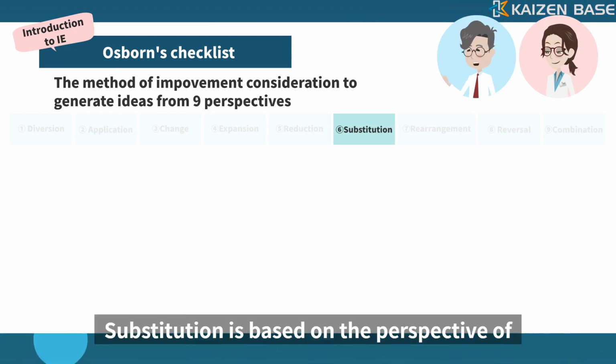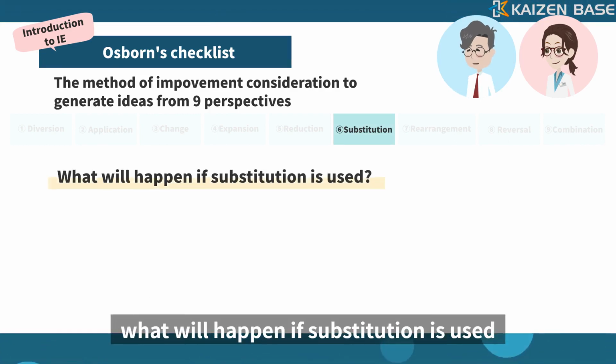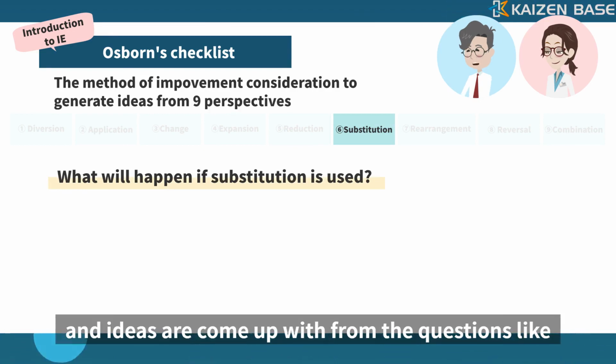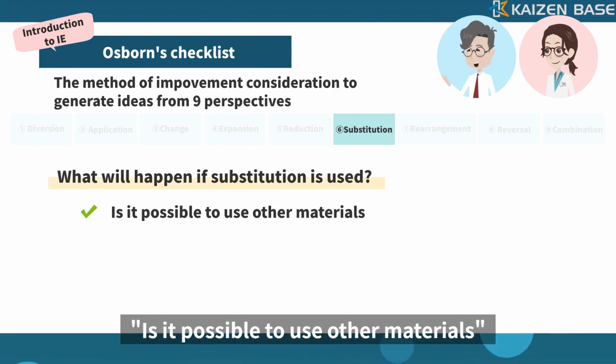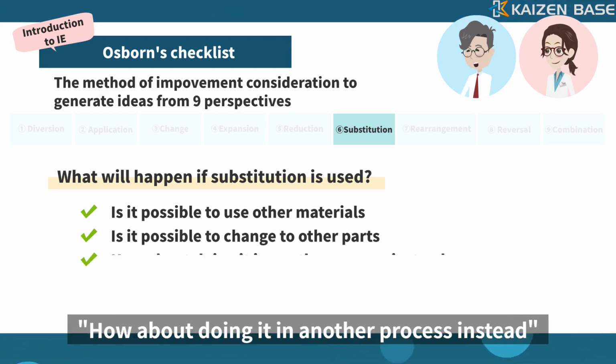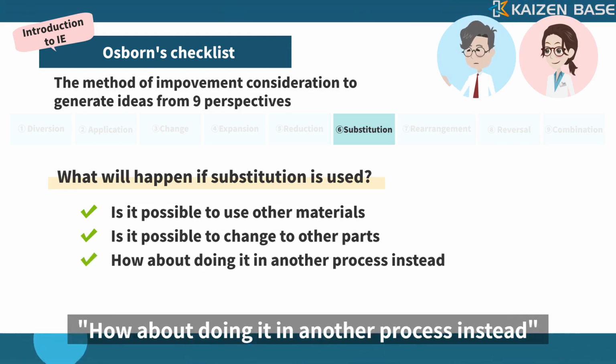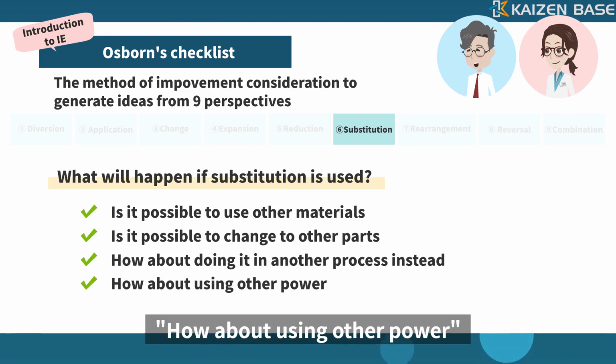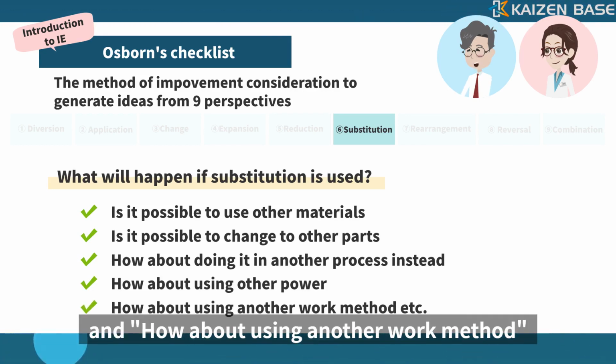The sixth is substitution. Substitution is based on the perspective of what will happen if substitution is used, and ideas are come up with from the questions like, is it possible to use other materials, is it possible to change to other parts, how about doing it in another process instead, how about using other power, and how about using another work method.